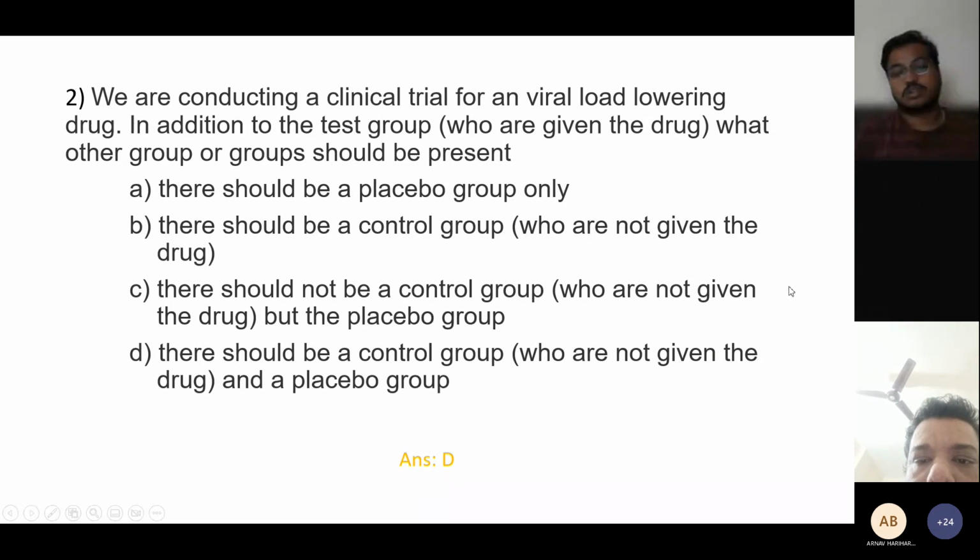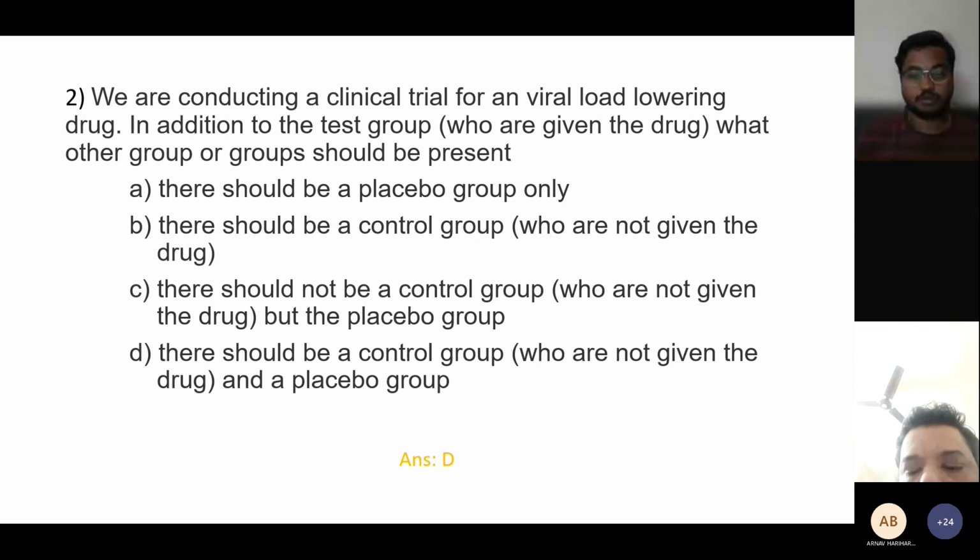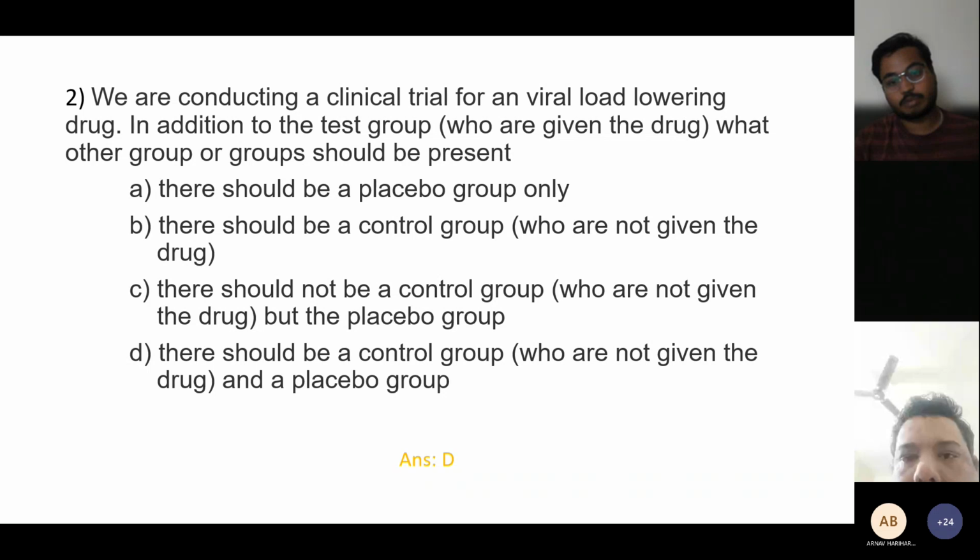So the role of the control group is to see if the behavioral patterns of the patients, like sleeping patterns or eating patterns, are the reason for any change that we observe. So the control group has no drug, but it follows a similar pattern to the test group so that we know it's not an effect of the pattern.